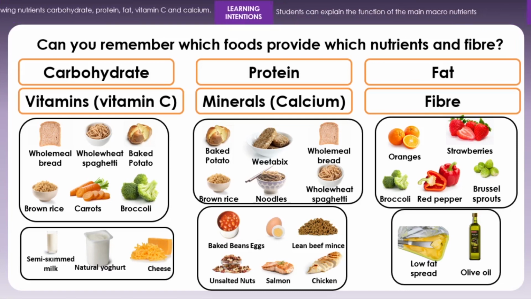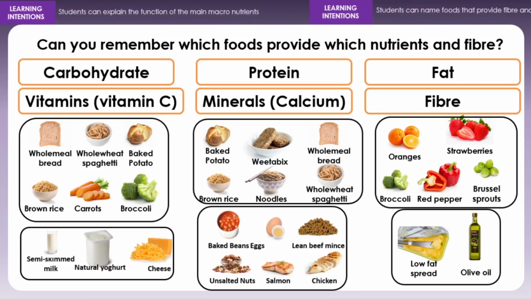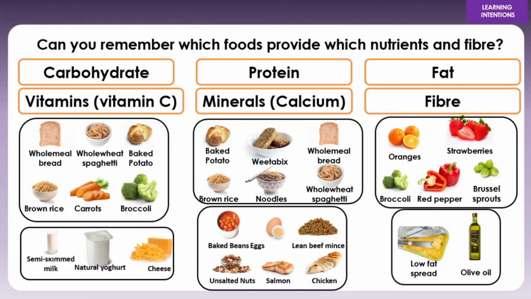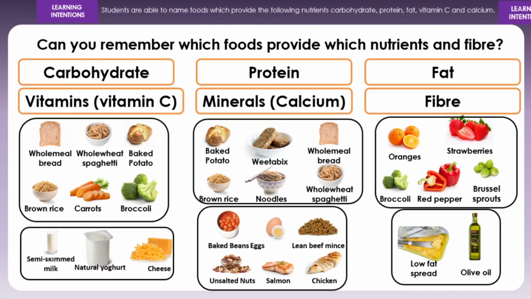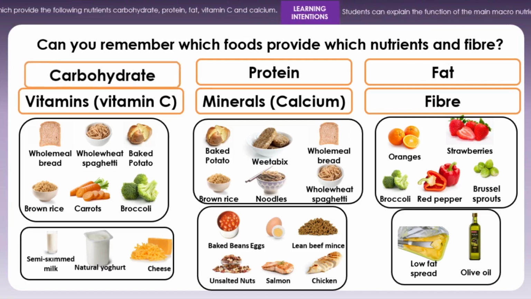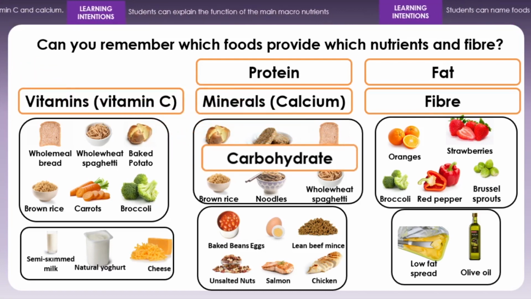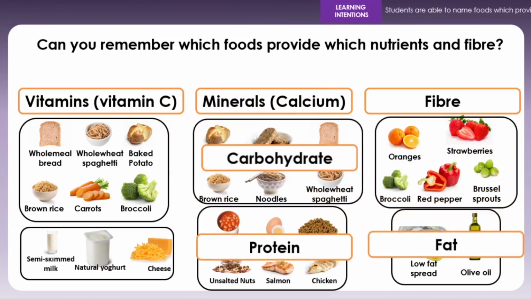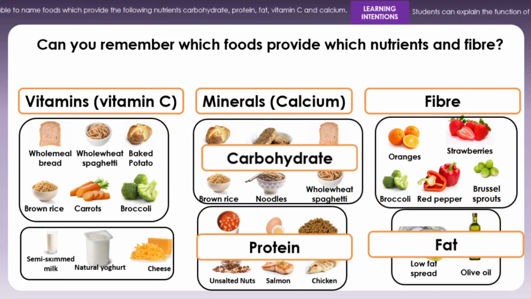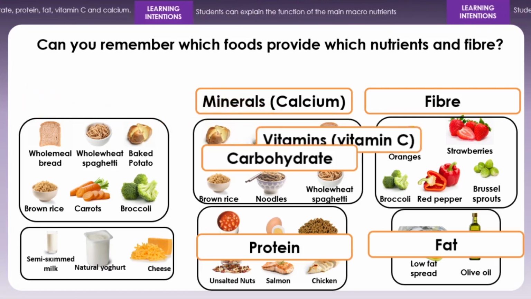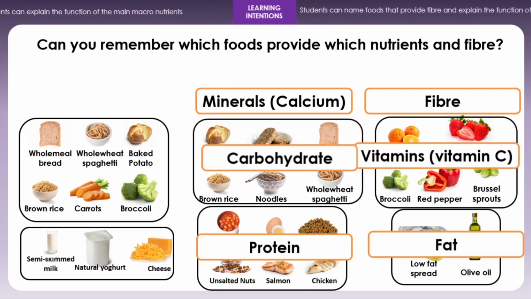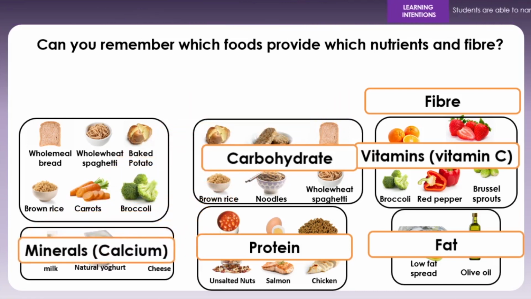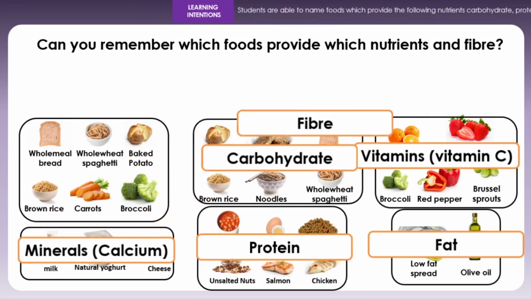Right, now, remember the last 6 slides? Can you remember the foods that provide the nutrients and fibre? Which one of those pictures is all carbohydrates? Which one of those pictures is all protein? Which one's all fat? Which one's got vitamin C? Which one's got minerals and calcium? Yeah, the dairy one. And then last but not least, the fibre's in that one.